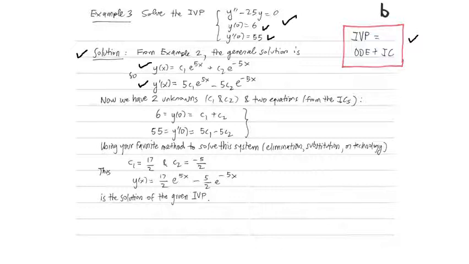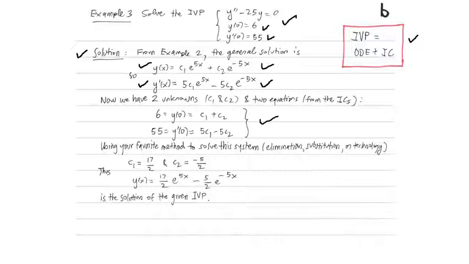When we plug in x equals 0 in this equation, we just get C1 plus C2. When we plug in x equals 0 into the second equation, we just get 5C1 minus 5C2. So that gives us this system of two equations and two unknowns for C1 and C2.